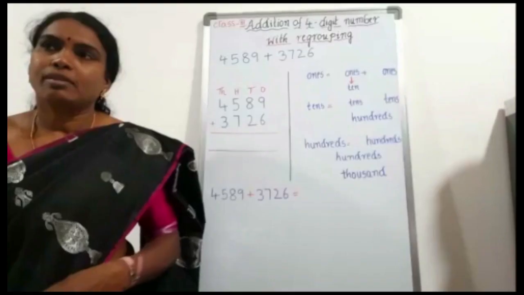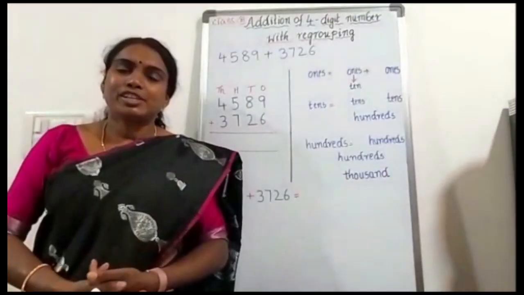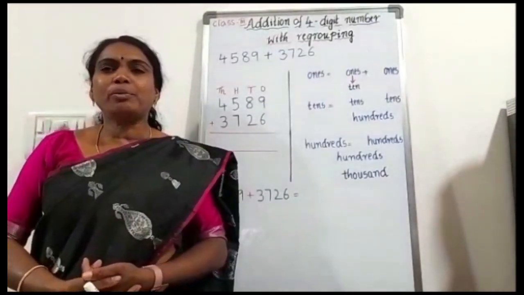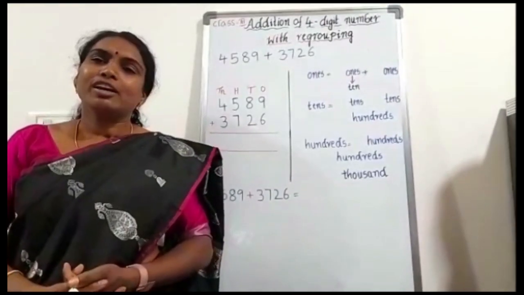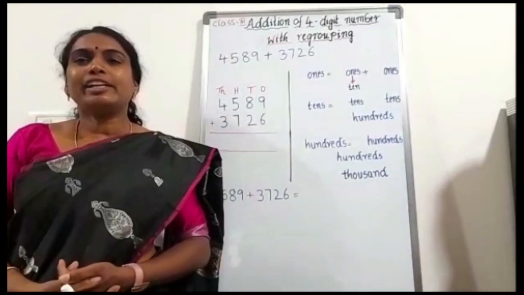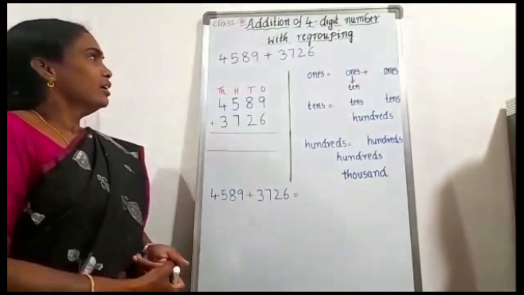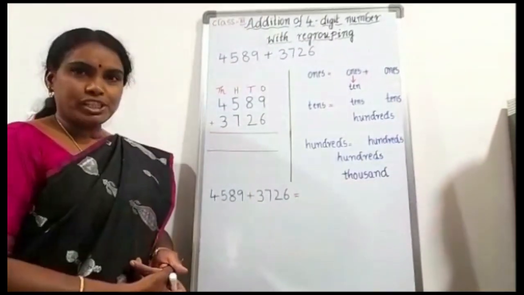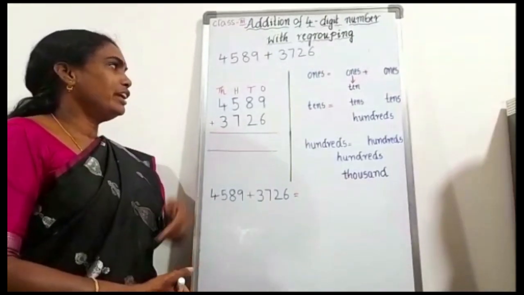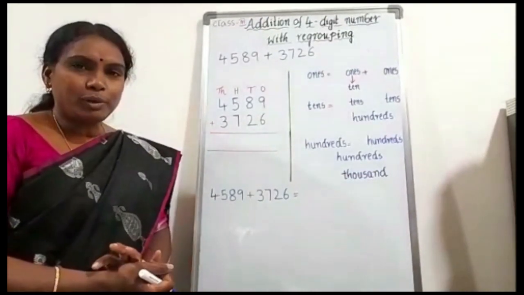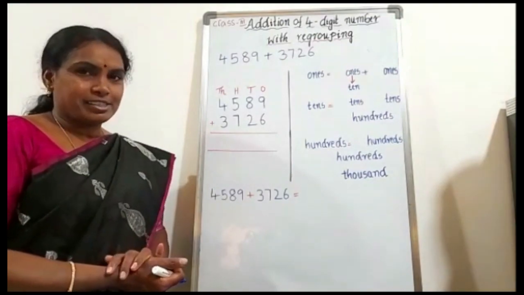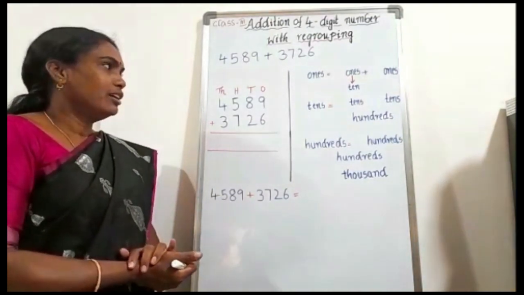Okay children? Yes children? Just now we learned addition without regrouping. Now we will learn addition with regrouping. Let us see one example. Here two 4-digit numbers are given. Already I have arranged one number below the other, respective to their places. Let us add that.